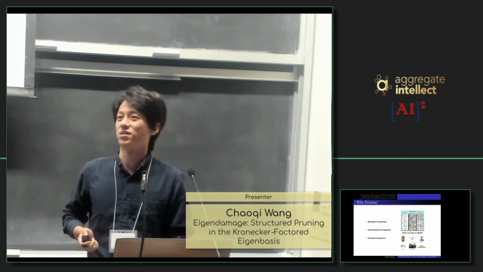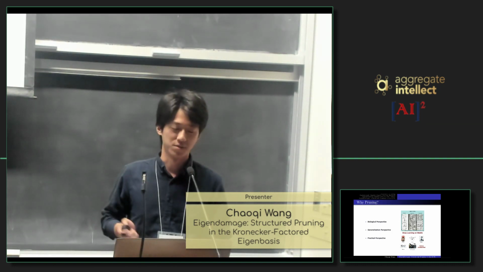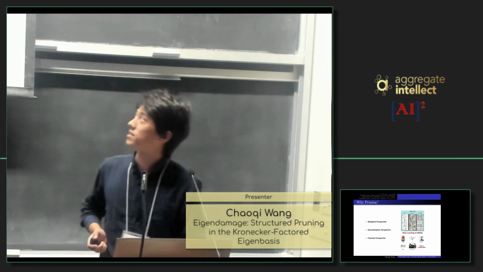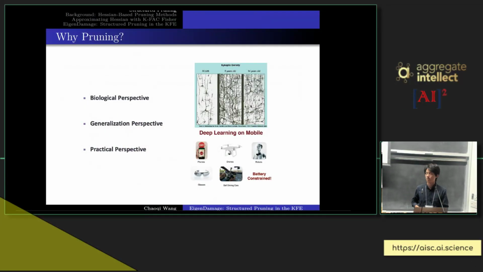So why do we need pruning? There are several motivations from different perspectives. The first one is from the biological perspective: human beings at birth usually have very few neurons and connections, and they grow gradually to a peak around 6 years old, and then gradually reduce. The second is from the generalization perspective: people have shown that pruning can be used to improve the generalization error bound, which means that we can improve the generalization performance with pruning.